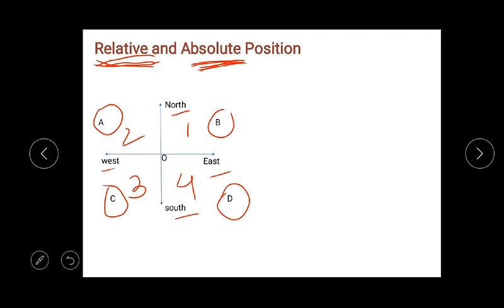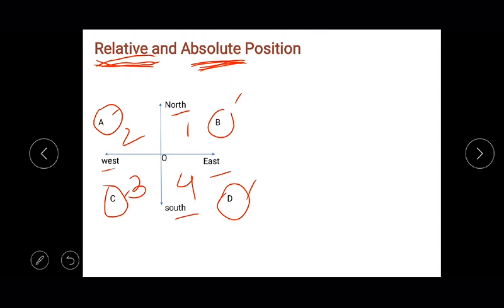Okay, now A, B, C and D, these four we take as varying reference points. They vary from time to time. So the position of an object with respect to them, that is with respect to A or B or C or D, as they are varying reference points, the position will be a relative position.